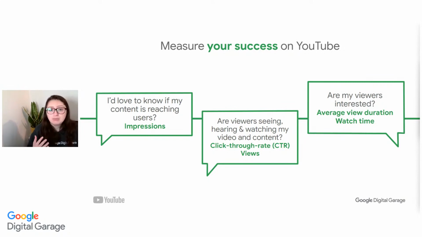Now, impressions can start to give us an understanding of how many people our content has the potential to reach. The next question: are my viewers seeing, hearing, and watching my video content? Here we've got a couple of measurements that we can look at to see whether we're being successful. The first one, CTR, the click-through rate.